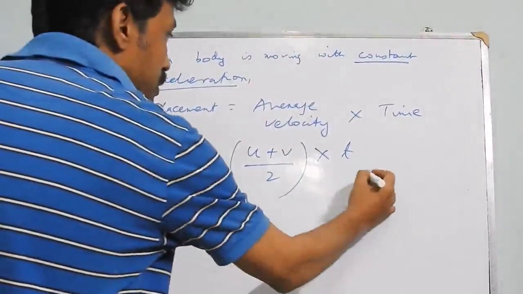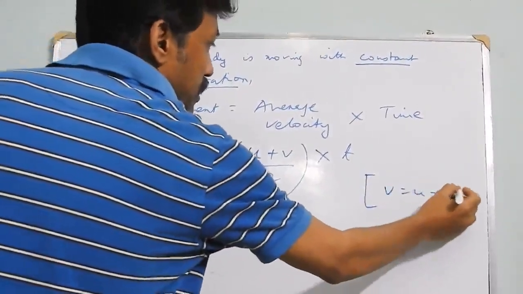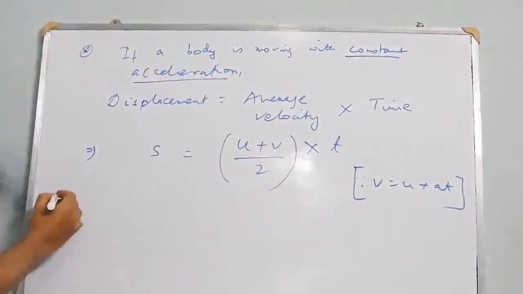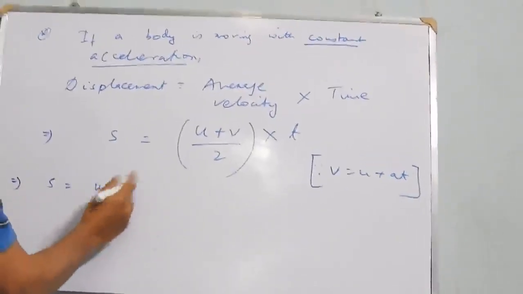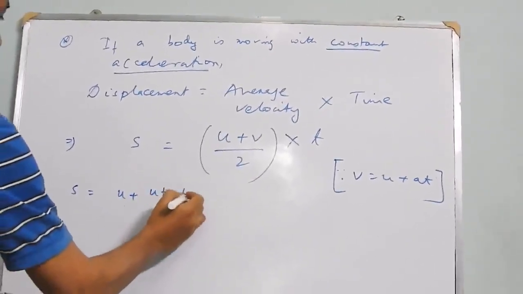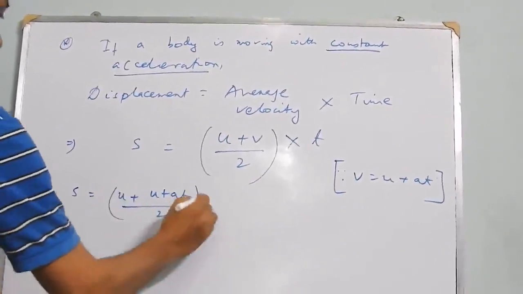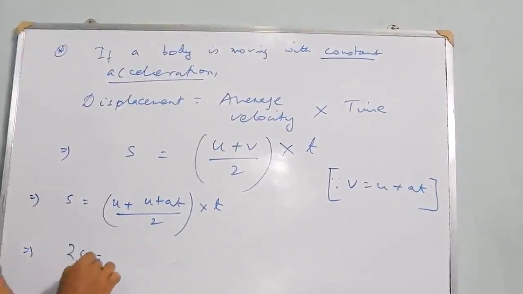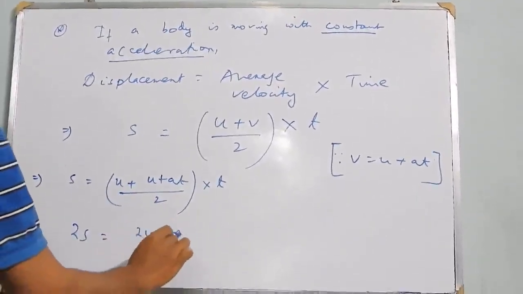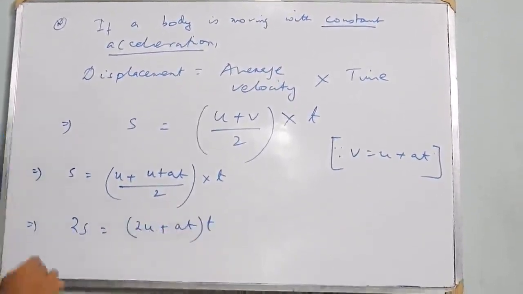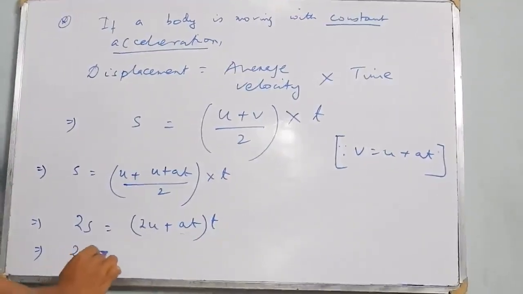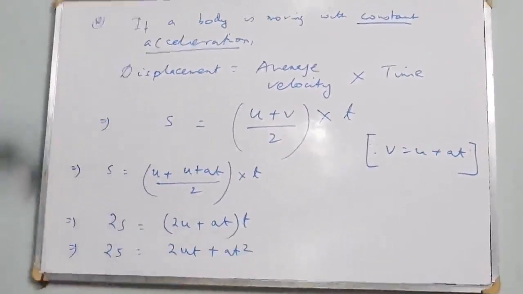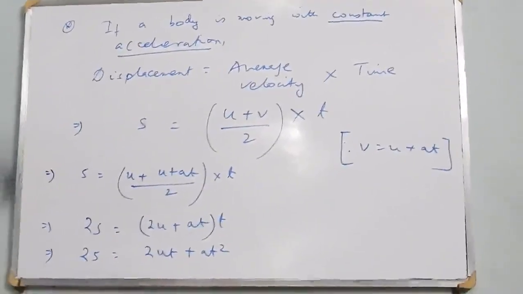Now we have already deduced V equal to U plus AT. So since V is U plus AT, we will substitute this value of V here. So what we get is S equal to U plus, instead of V, U plus AT by 2 into T. So cross multiplying, this is 2S, this is U plus U, 2U plus AT into T, which gives 2S equal to 2UT plus AT square.